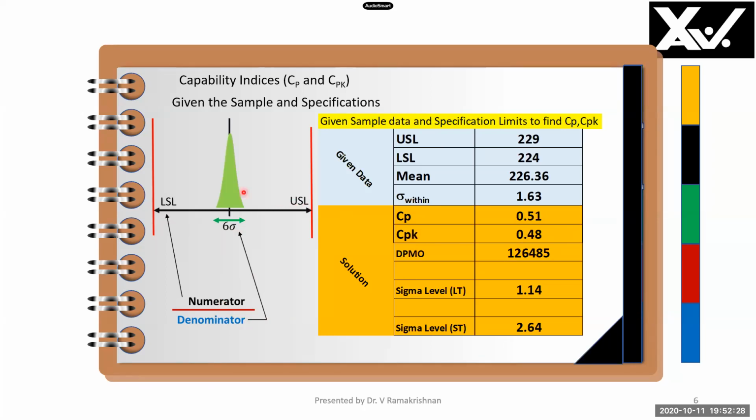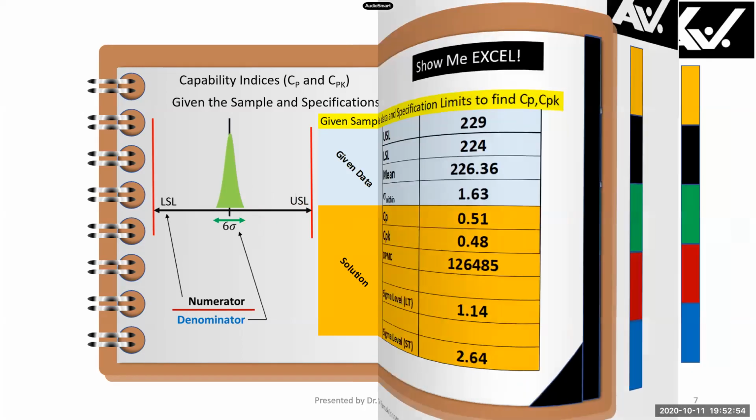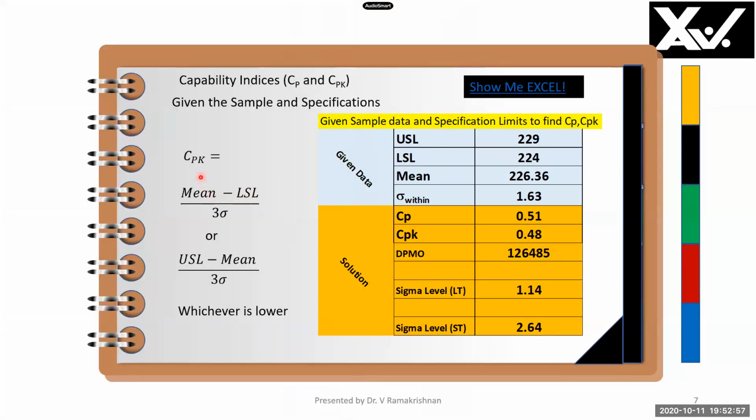And for CPK, it depends upon the position of the process. Here it is shifted to the left because the target is 226.5, whereas the process mean is 226.36, 0.14 lower than this, so it is lower. Therefore, here it is process mean minus LSL divided by 3 sigma that is the CPK value. If it is shifted to the right, accordingly, USL minus process mean divided by 3 sigma will be the CPK value. I'll show the formula here. Please note, CPK is equal to mean minus LSL by 3 sigma or USL minus mean by 3 sigma. Both are positive values, so whichever is lower, I have to take it here.